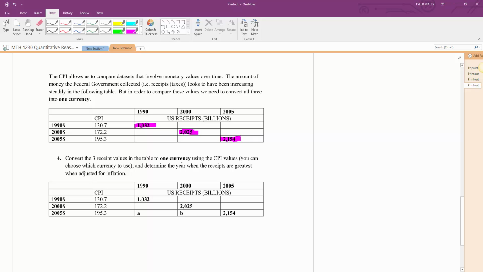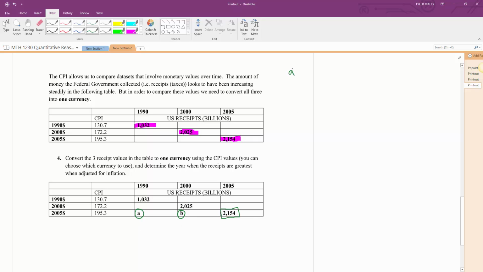All right, so if we look at number 4, it says convert the 3 receipt values in the table to one currency using the CPI value. You can choose which currency to use and determine the year when the receipts are greatest when adjusted for inflation. So we can choose whatever year we want. We want to convert everything in terms of $1990, $2000, or $2005. There's already an A here in $2005 and a B here for $2005 currency, and obviously in 2005 this value is what the 2005 dollar amount would be. So I'm going to convert everything in terms of $2005.